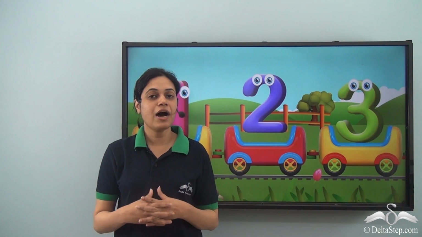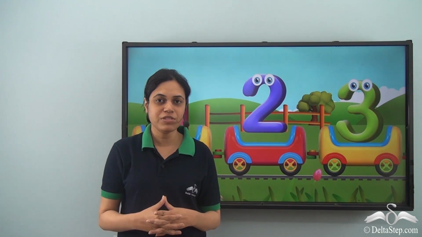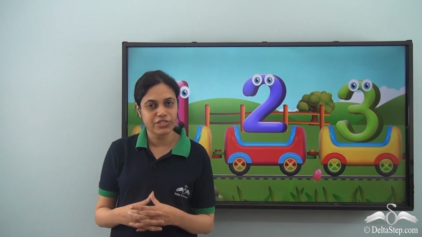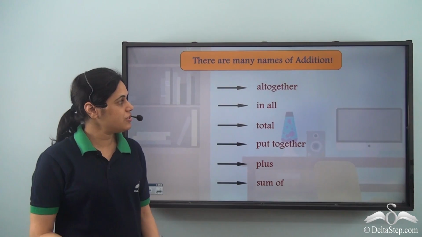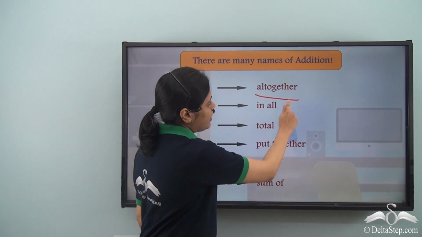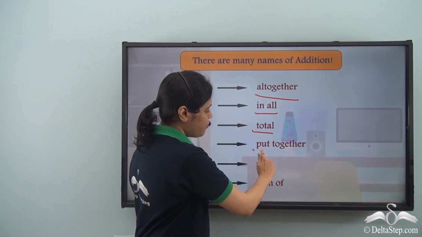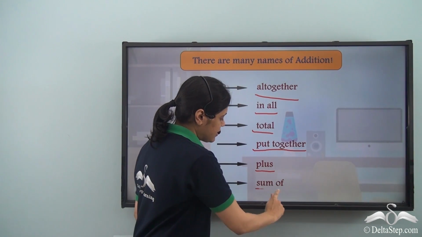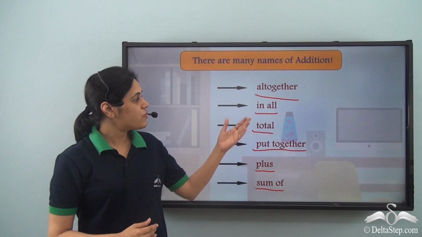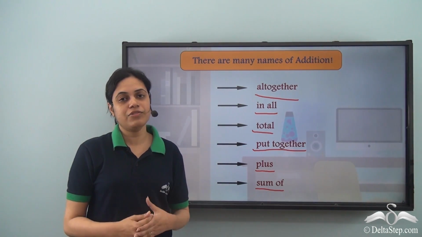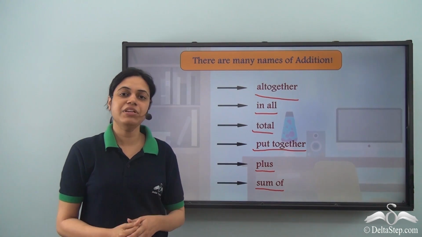We have learned how to solve word problems using addition and subtraction. We know that there are several names for addition, like altogether, in all, total, put together, plus, sum of, and many other names as well. So when we see any of these in a word problem, it means that we need to add.